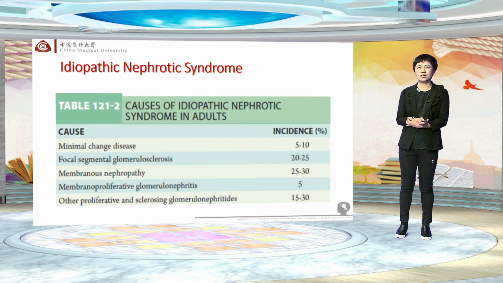The causes of idiopathic nephrotic syndrome in adults include minimal change disease, focal segmental glomerular sclerosis, membranous nephropathy, membranoproliferative glomerulonephritis, and other proliferative and sclerosing glomerulonephritis.